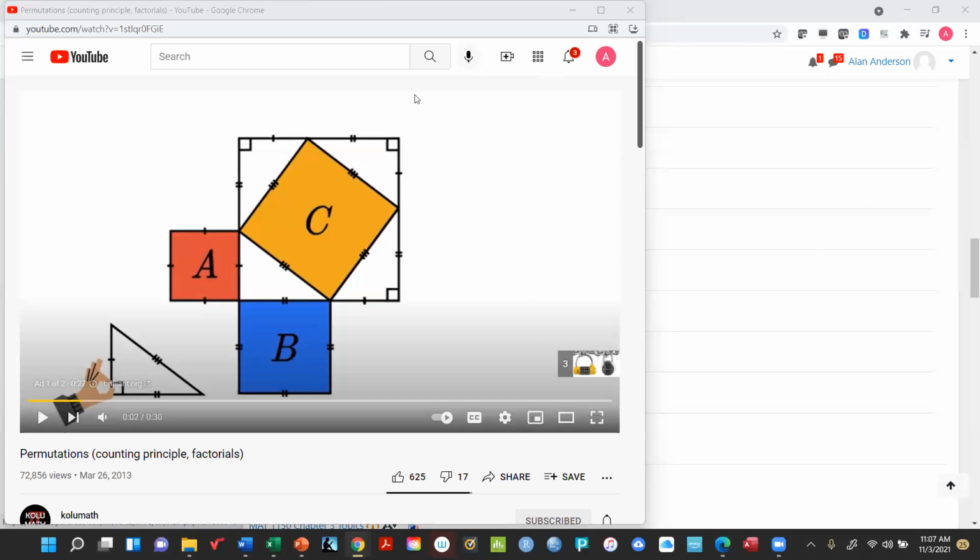So 7P3, we'd have 3 spaces because r is the number of spaces, and we'd start with 7 and count down for each one. So 7, 6, and 5, and multiply them together. If we had 6P4, we'd have 4 spaces because r is 4, and we'd start with 6 and count down and fill up the spaces and multiply them all together. If we had 8P7, we would have 7 spaces, and we'd start with 8, count down, and multiply those all together once we filled up the spaces.